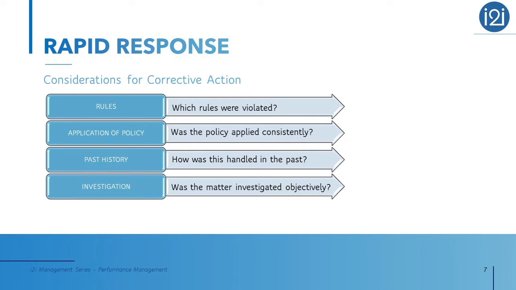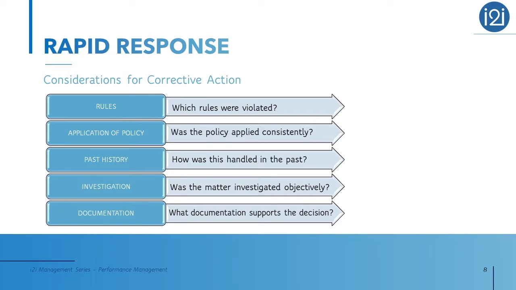I. Investigation. Was the matter investigated objectively? Does management have all the facts to make a decision regarding the employee's behavior or performance? And D. Documentation. What documentation do you have that supports your management decision? Does the evidence include names of witnesses, dates, times, and places, and other pertinent facts about all past violations, including the last one? And is there a paper trail?